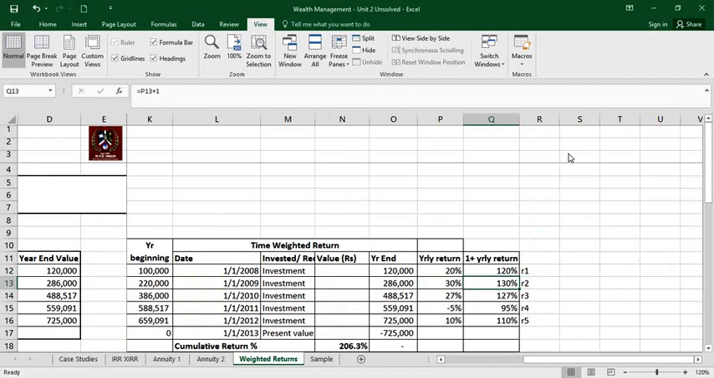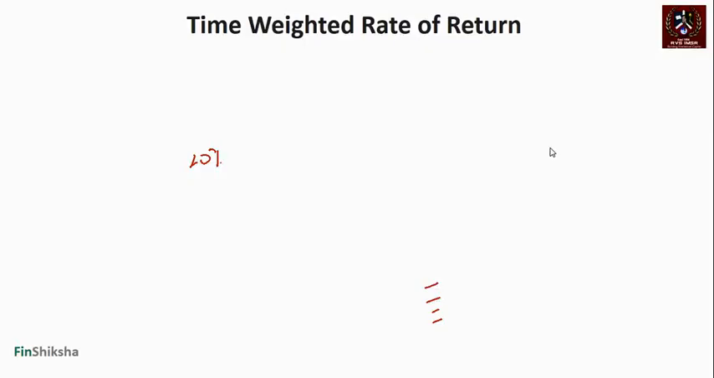We have arrived at this number and we have said that in year 1 there is a 20% return, in year 2 there is a 30% return, then 27 minus 5 and plus 10, right? How do we find the average is the question now, right? So let's go back to our presentation and let's try and discuss how do we really go about finding the average in this particular case, right?